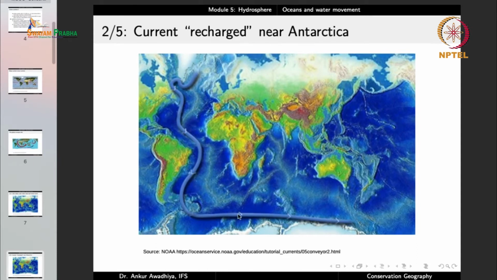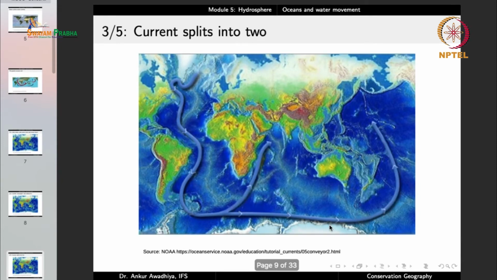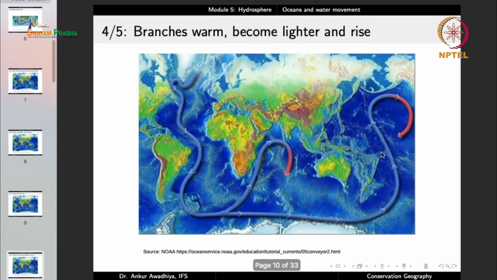Then it is recharged near Antarctica. What do we mean by that? We had a phase separation here, and similarly we have a phase separation here. And so here again this current gets even more cold, salty, dense water, and it continues like this. Next, this current splits into two portions. One portion enters the Indian Ocean, the other portion enters the Pacific Ocean. And these branches then warm up.